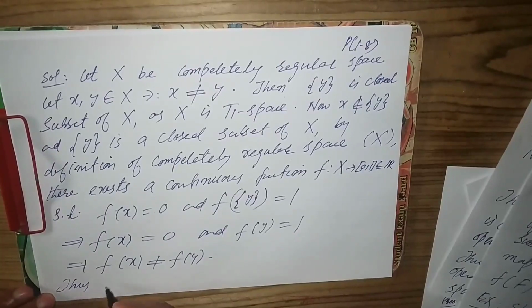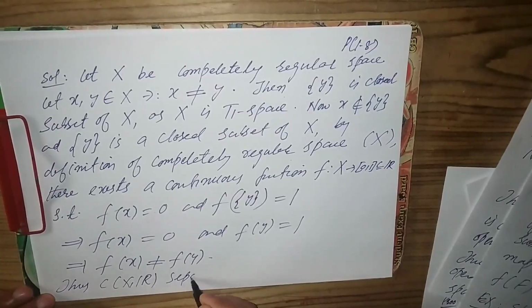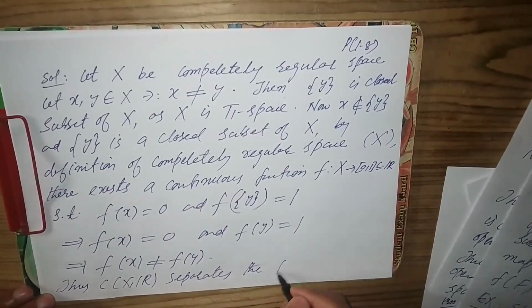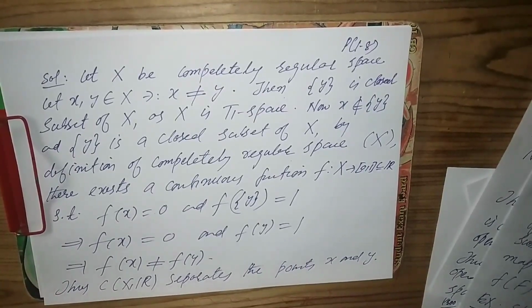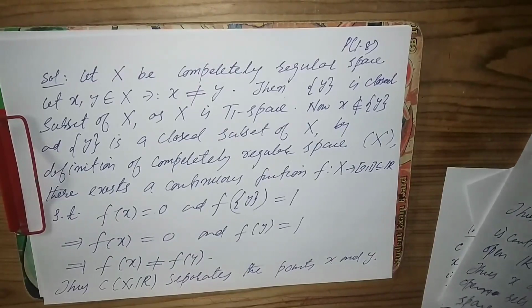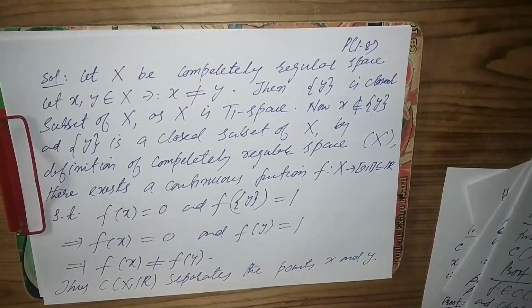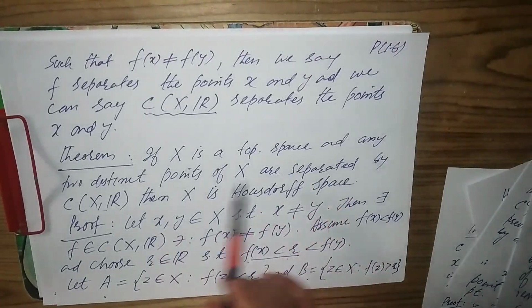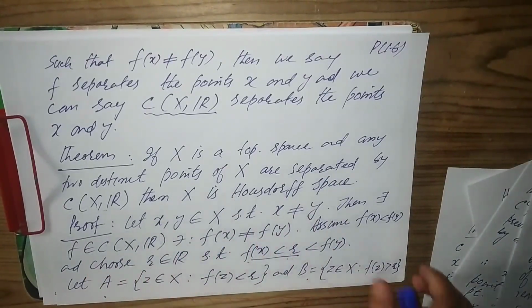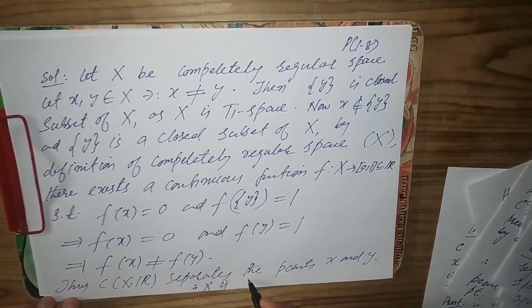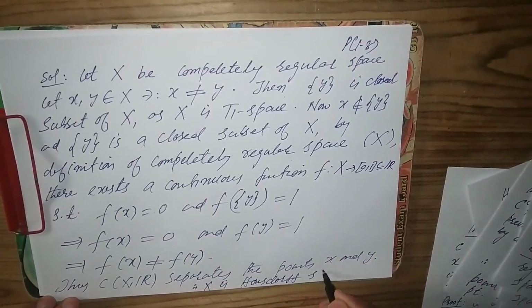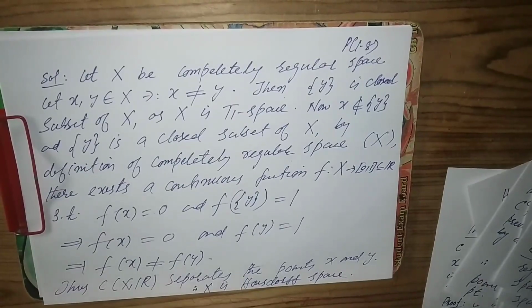So thus C(X, R) separates the points x and y. Therefore any two points of X are separated by some continuous map, and hence by the theorem which we have already proved, that if X is a topological space and any two distinct points of X are separated by C(X, R), then X is Hausdorff. So therefore X is a Hausdorff space. So this proves the theorem. Thank you.